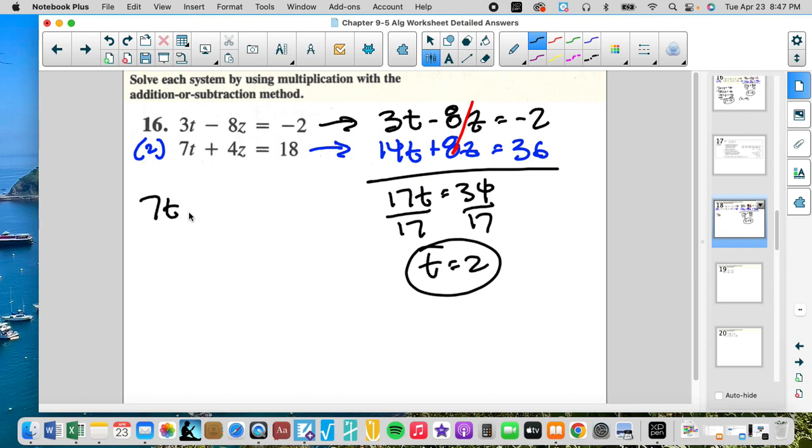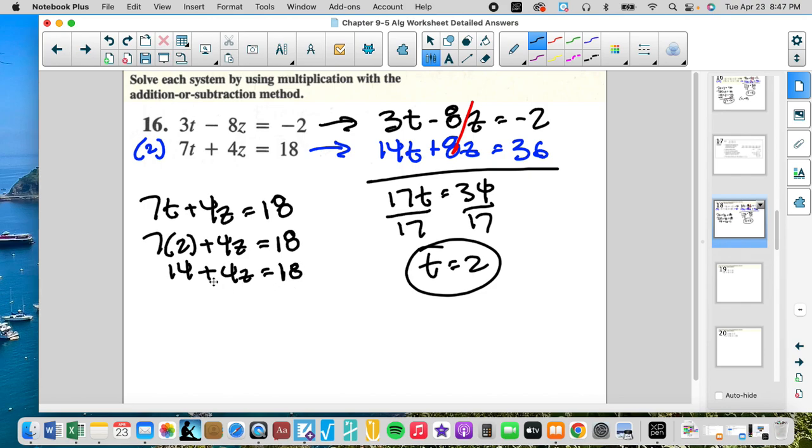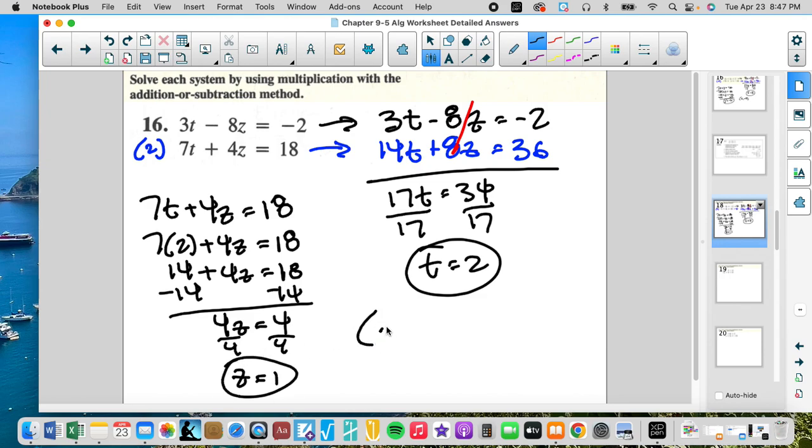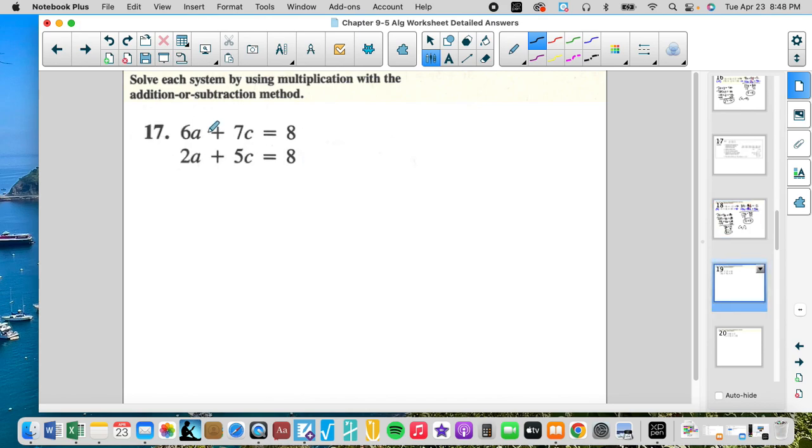Let's take 7t plus 4z equals 18. 7 times 2 plus 4z equals 18. 14 plus 4z equals 18. Subtract 14, 4z equals 4. Divide by 4, divide by 4, z equals 1. We're going to put them in alphabetical order, so t, z is going to be my numbers.